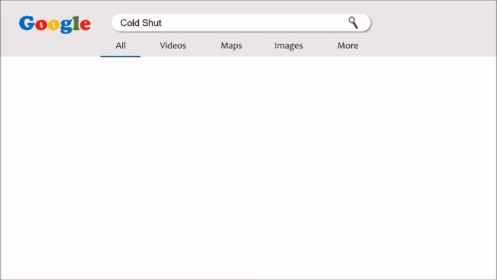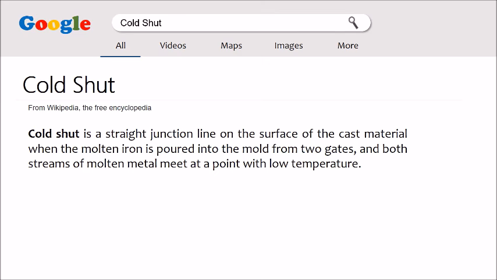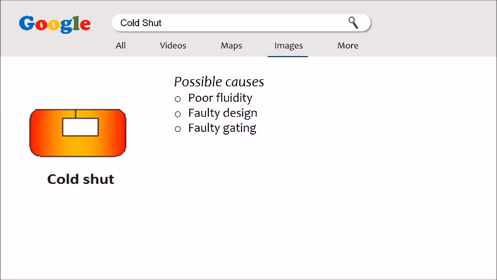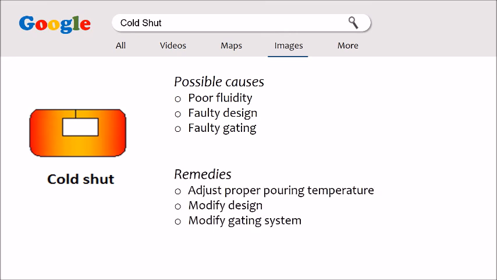And lastly, we have the cold shut. It is a straight junction line on the surface of the cast material when the molten iron is poured into the mold from two gates, and both streams of molten metal meet at a point with low temperature. For the possible causes, we have poor fluidity, faulty design, and faulty gating. And for the remedies, we could just adjust proper pouring temperature, modify design, and modify the gating system.